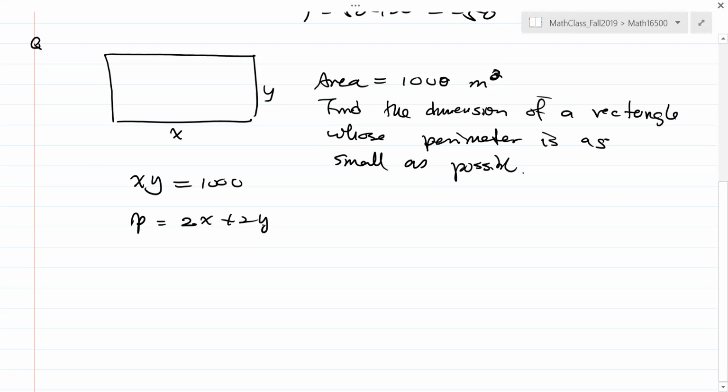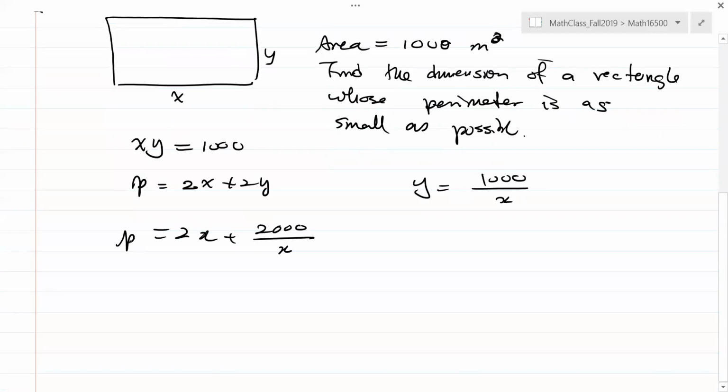Actually, you have two variables, length and width, but they're not completely free. If you let the length be an arbitrary number, then the width must be determined by the equation. So you can solve for y: y is going to be 1,000 over x. Put it here: P equals 2x plus 2,000 over x. Now this is not a quadratic function. The perimeter is given by this more complicated function.